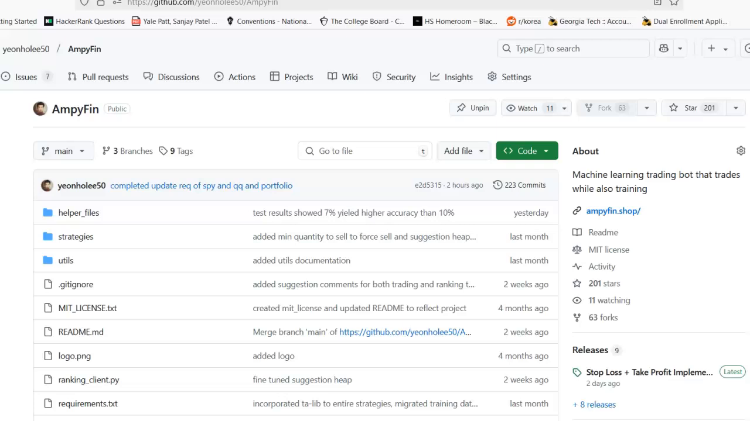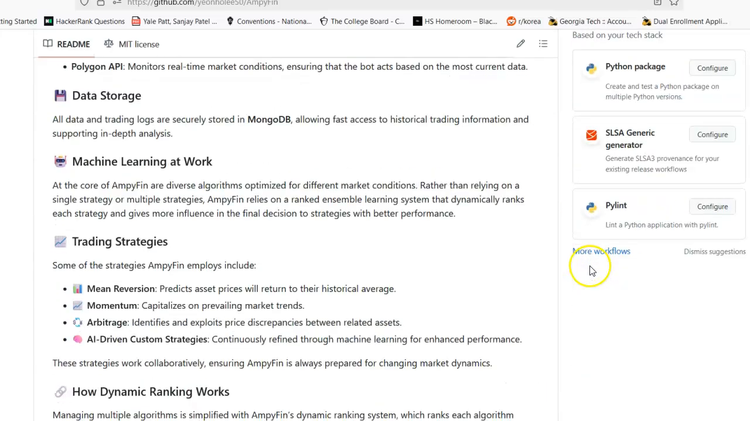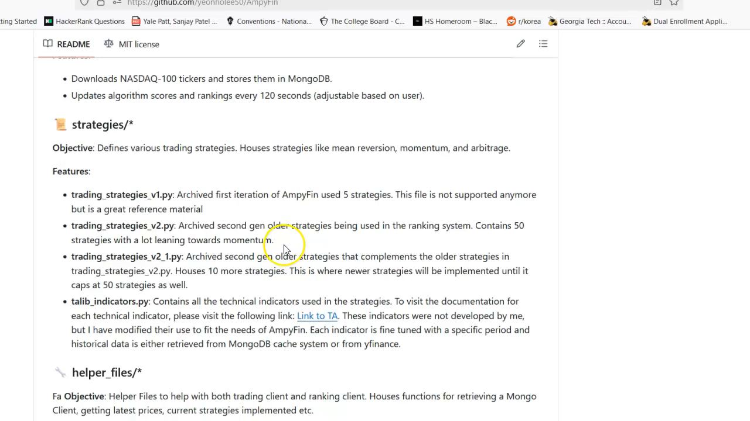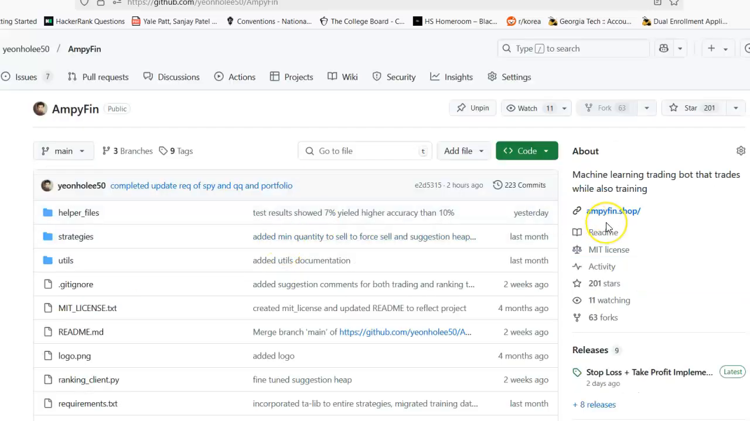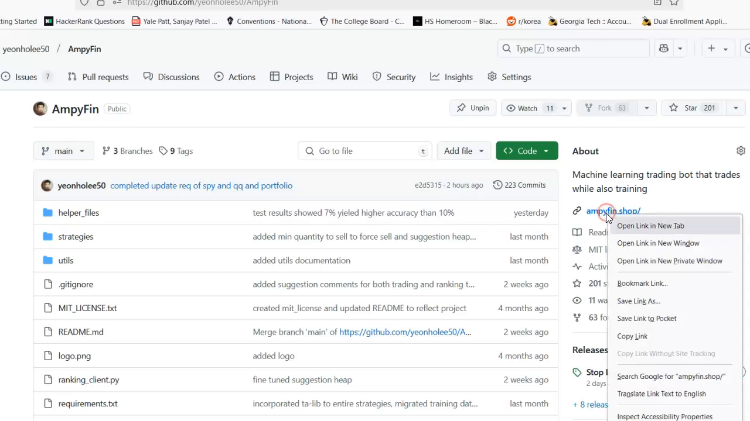So, Ampyfin is an assembled learning trading bot that trades while also learning simultaneously. For today I'll be showing how to use the website, the setup process. I'll go a little bit more into Oracle Cloud, what I'm running in the background, and finally some features I'm looking to implement this year. So, without further ado, let's go to the website.